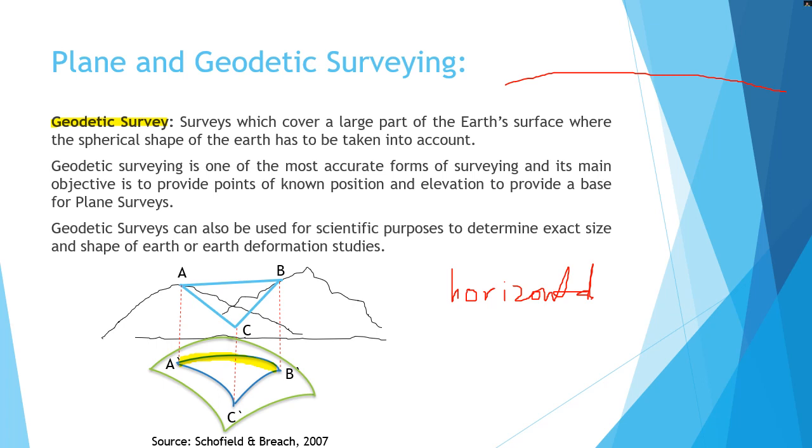So read this one. Surveys cover a large part of the Earth's surface. The spherical shape of the Earth has to be taken into account for the errors of the measurement. So it's important to have the geodetic surveys to determine the reference point, to know the exact positions of the points on the Earth's surface. That's all for today.